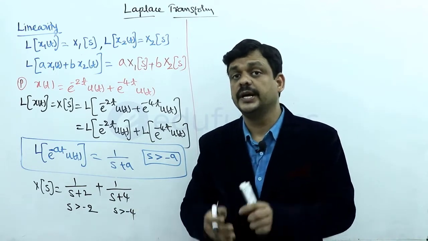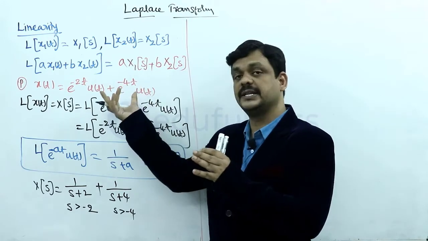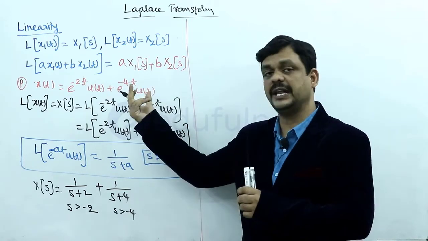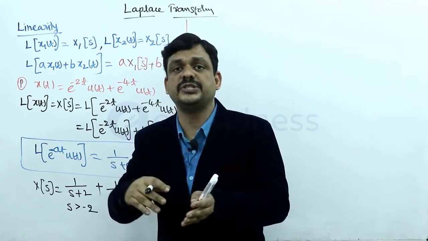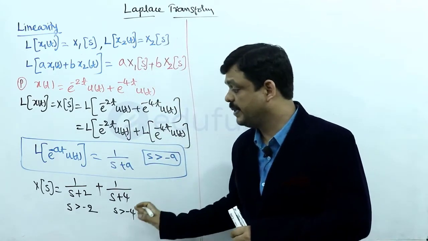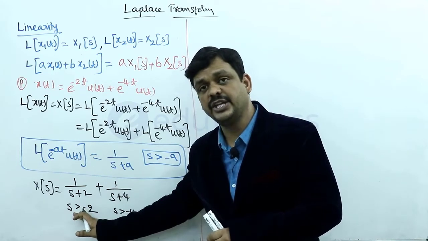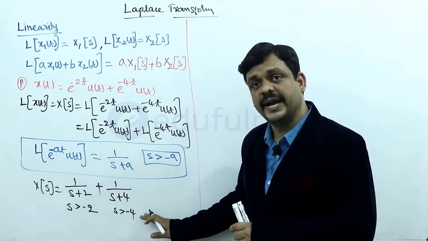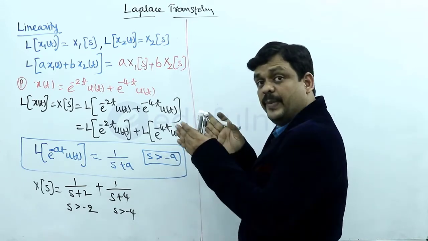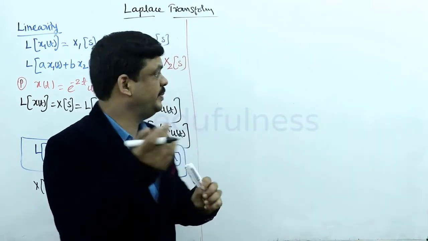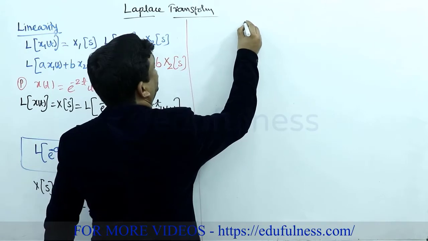Now we have to write the complete signal ROC, the total signal ROC. For that purpose, we always have to take the common ROC from these two. This is defined from minus 2 onwards, and this is defined from minus 4 onwards, and the common ROC is defined from minus 2 onwards. That should be like this. So I am taking them individually now.